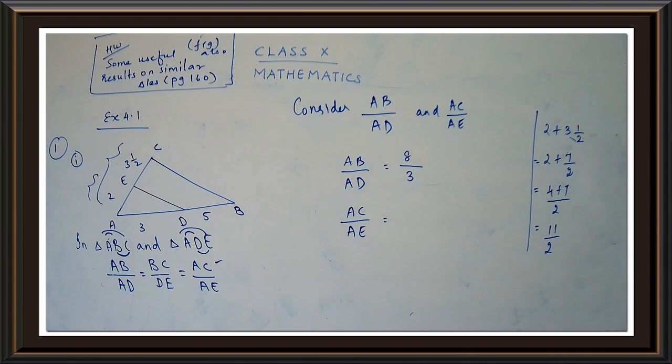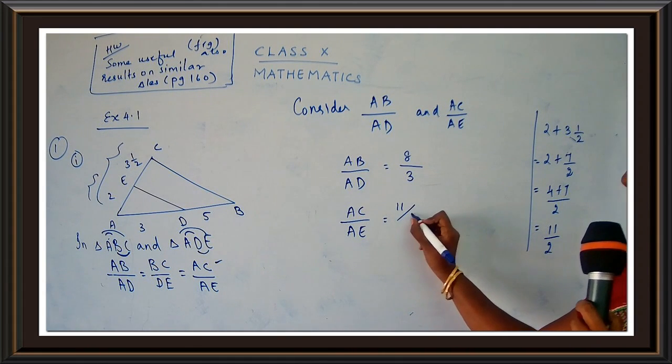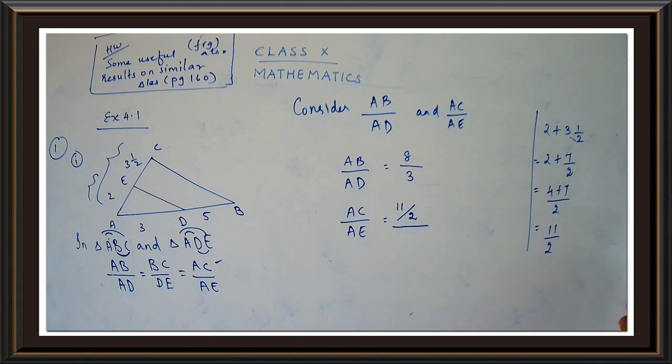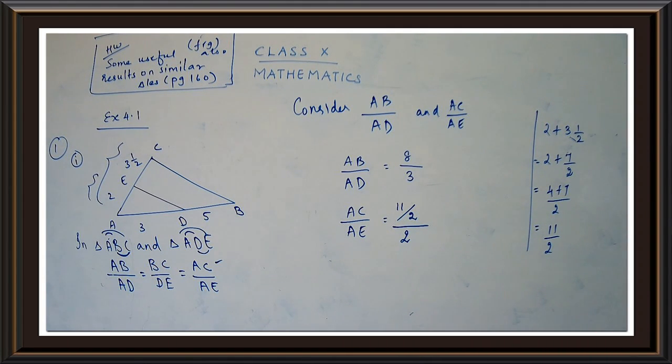So just take down this part. So AC I got as 11 by 2 upon AE, 11 upon 2 upon 2. Take down the steps. Have you solved the work in the rough part, children? You have to complete the work, you should know how you have got the step.